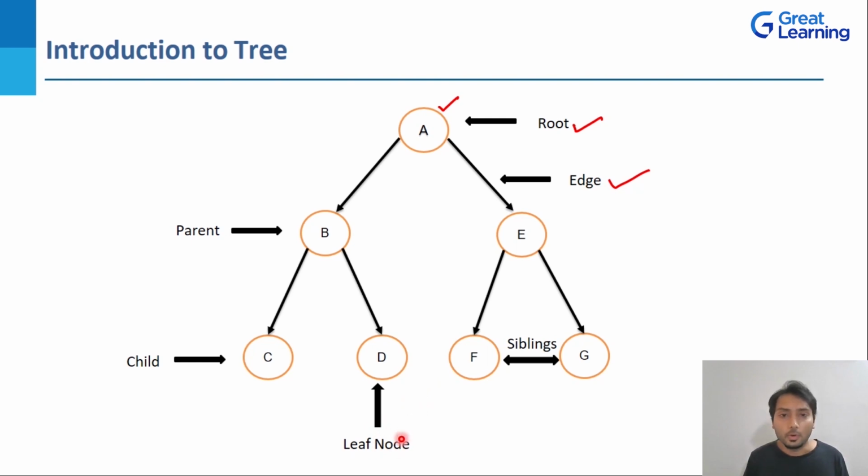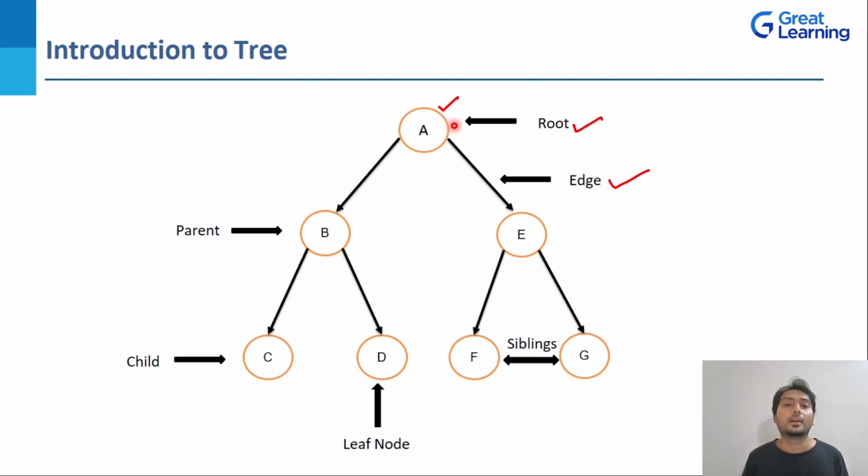Finally, what is a leaf node? Now observe here C, D, F, and G, these four nodes. They do not have any child, correct? They do not have any child nodes. So such nodes which do not have any children are called leaf nodes. So what are leaf nodes? Nodes which do not have any children can be called leaves.